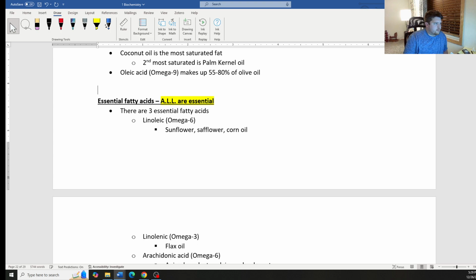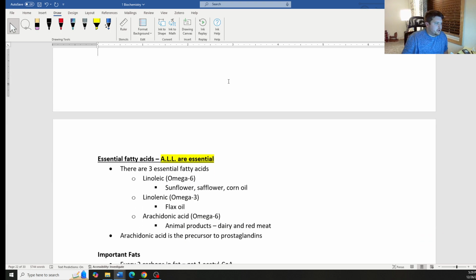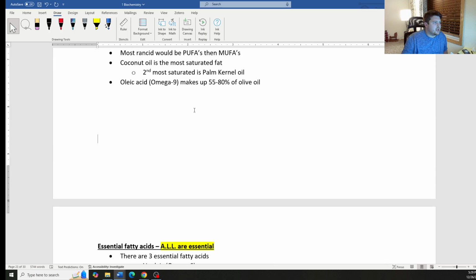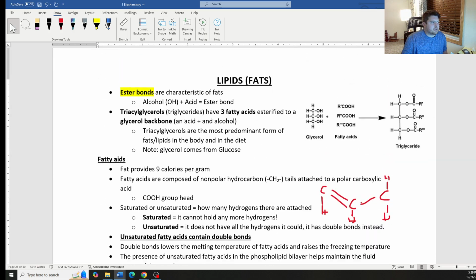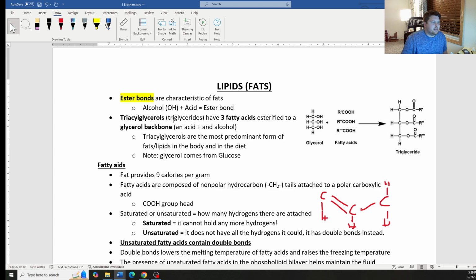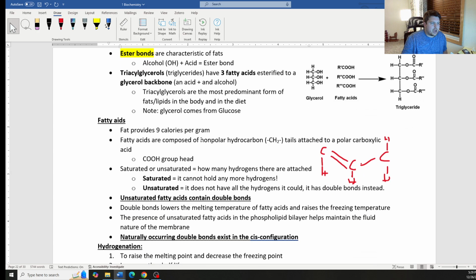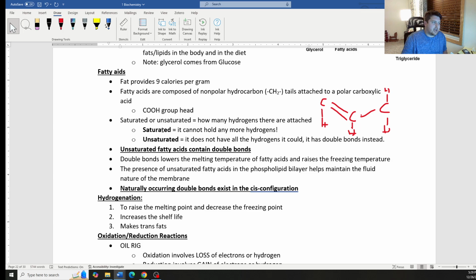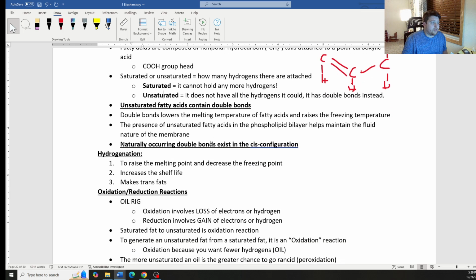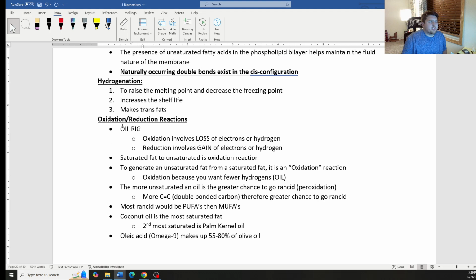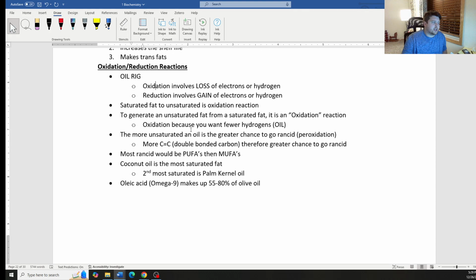Really, the big thing about fats that we're going to see right here, this is what we're going to want to know. Biggest things that were tested on: ester bonds, the naming of stuff, the glycerol backbone, the chains, saturated versus unsaturated, and what that means. And then kind of what does an oxidation versus reduction reaction mean.